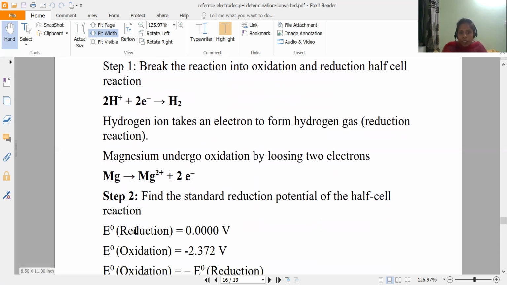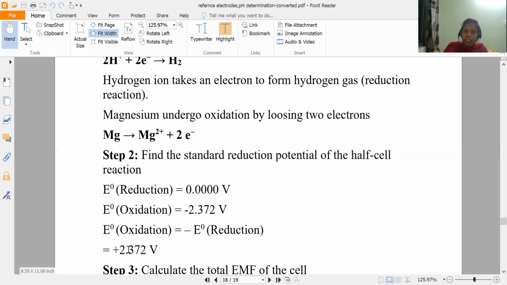Now E naught of reduction is already given in the numerical. E naught of reduction is 0 volts for hydrogen. And E naught of oxidation is minus 2.372 volts. So they have given the reduction reaction E naught value and the oxidation reaction E naught value. But where does reduction take place? At the cathode. That means the E naught cathode value is given. Where does oxidation take place? At the anode. So they have given the E naught anode value also.